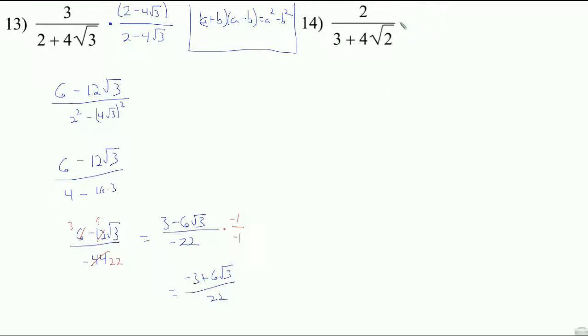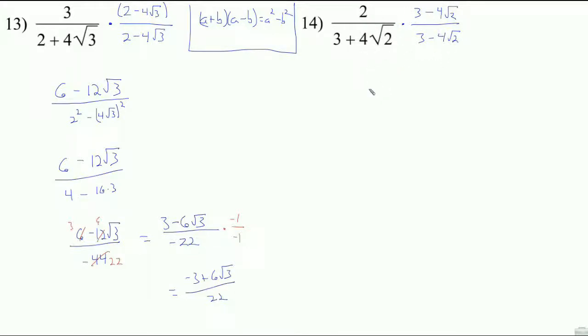Going to number 14, once again, two terms. So we're going to multiply by the conjugate, which means we change the sign in the middle. So 3 minus 4 root 2 over 3 minus 4 root 2. And once we apply that concept, we just follow the math. We do what we're supposed to do. We multiply, simplify, and we'll get our answer.